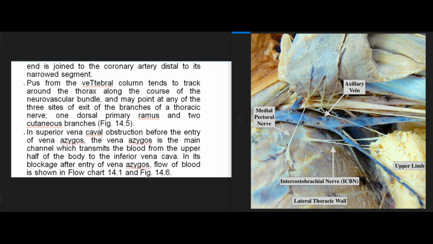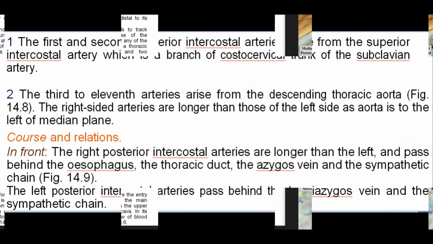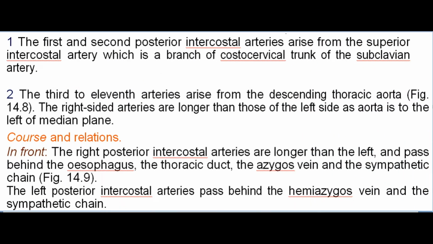In its blockage after entry of vena azygos, flow of blood is shown in flow chart 14.1 and Fig 14.6. These are 11 in number on each side, 1 in each space. 1. The first and second posterior intercostal arteries arise from the superior intercostal artery, which is a branch of costocervical trunk of the subclavian artery. 2. The third to 11th arteries arise from the descending thoracic aorta, Fig 14.8. The right-sided arteries are longer than those of the left side, as aorta is to the left of median plane.